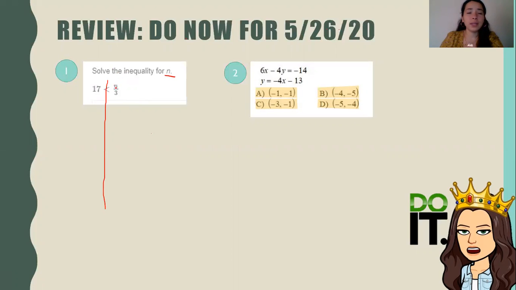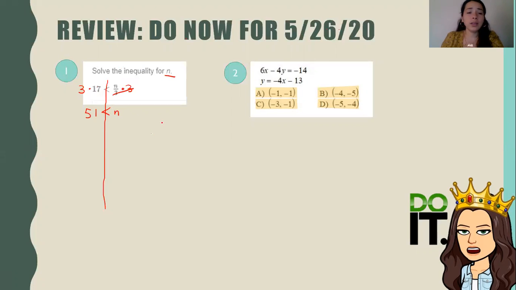If I want to find n by itself, I look at this side of the inequality and I notice that it has a 3 with it. So I need to multiply each side by 3 because I want to get rid of the 3. If it's division, the opposite is multiplication. Whatever I do to one side, I must do to the other side. That gives me n is that. Now, if I multiply that out, 3 times 7 is 21, 3 times 1 is 3, plus 2 is 51. This should be your answer.